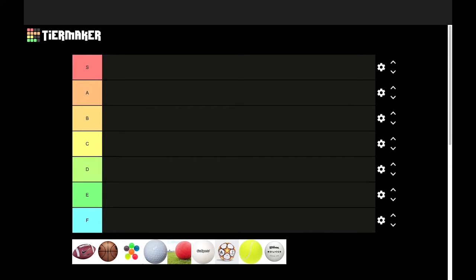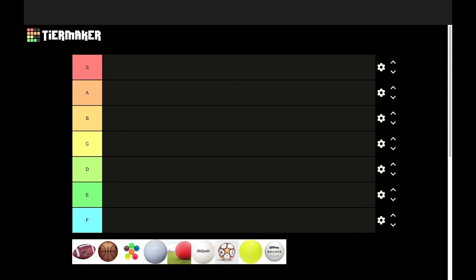A Canadian pigskin ball, right? Because nobody should ever call this a football. Yes. Then we have a basketball, some bouncy balls, a golf ball, a kickball, a ping pong ball, your size 5 soccer ball, a tennis ball, and a volleyball.